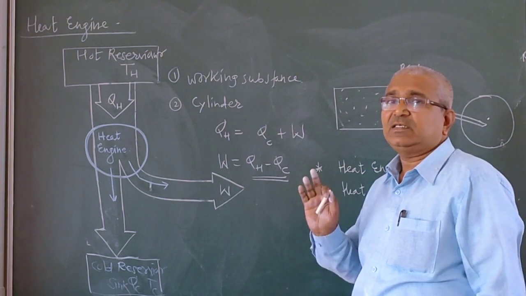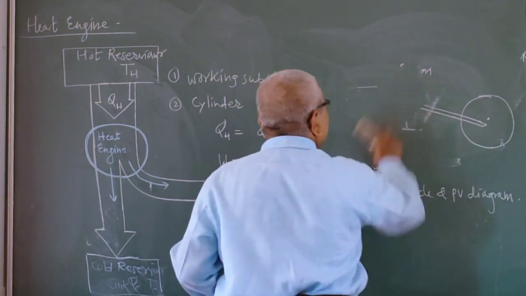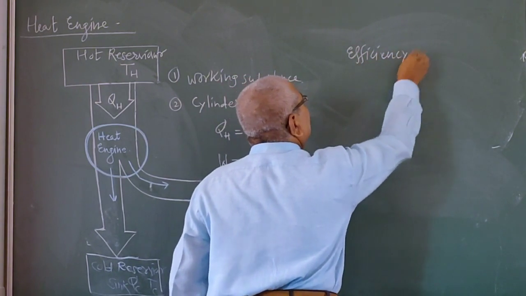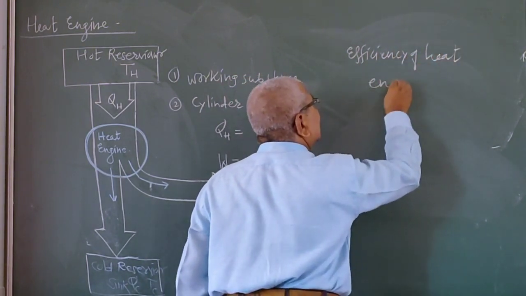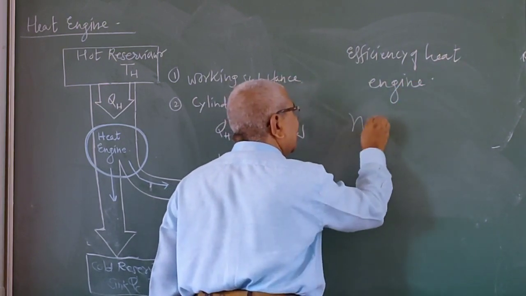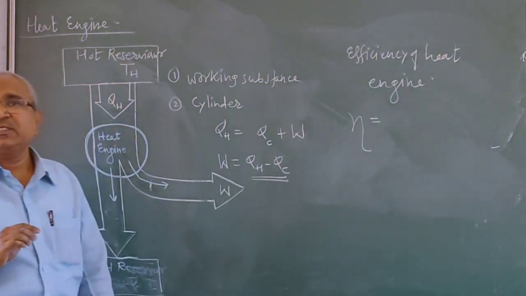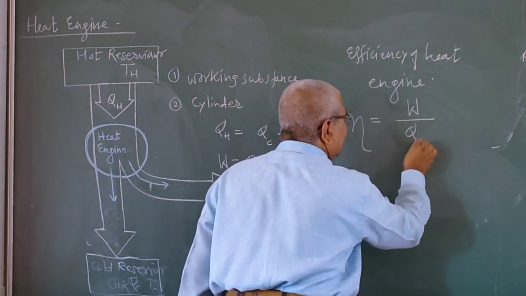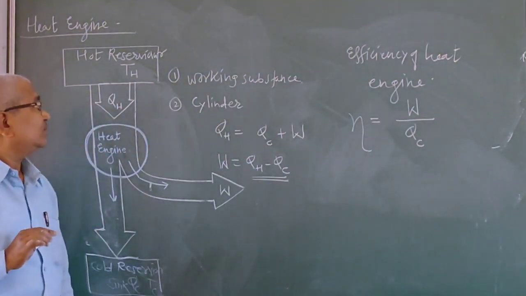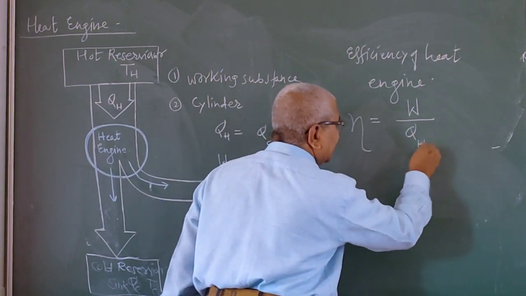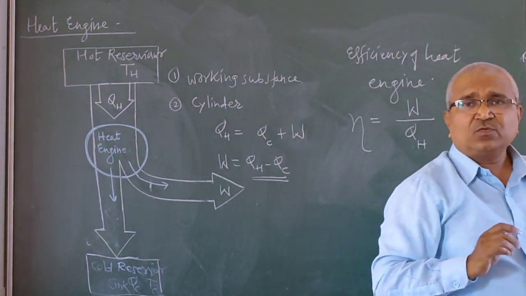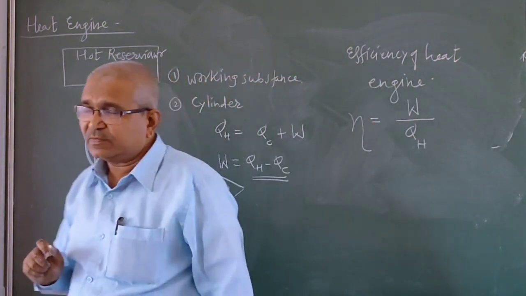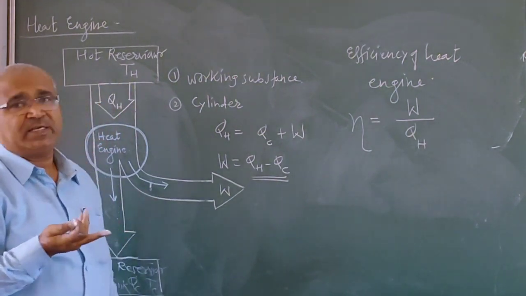Okay. Then the next article that we want to learn is efficiency of heat engine. Efficiency is denoted by eta, and it is the ratio of work done to the heat supplied. What is W? Work done by the working substance, work done by the system, work done by the heat engine, whatever it may be.